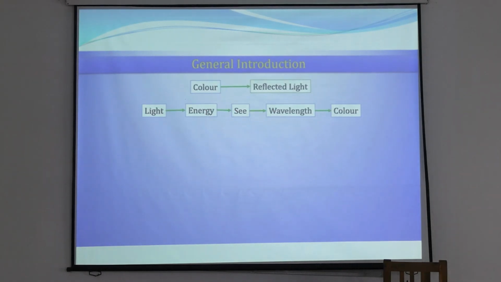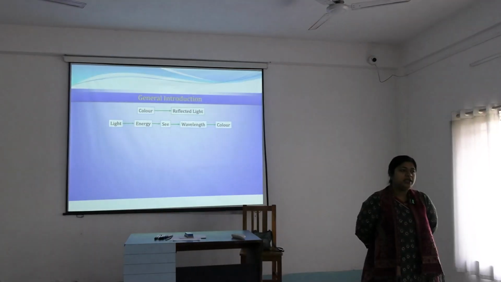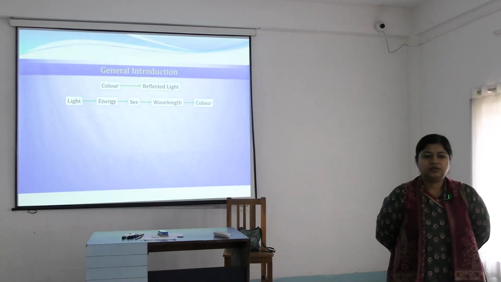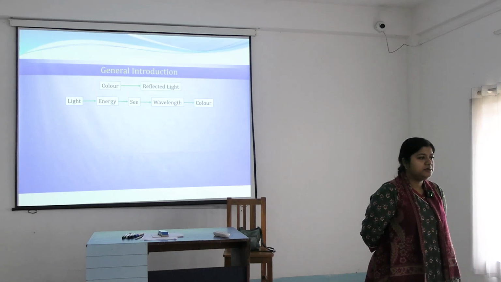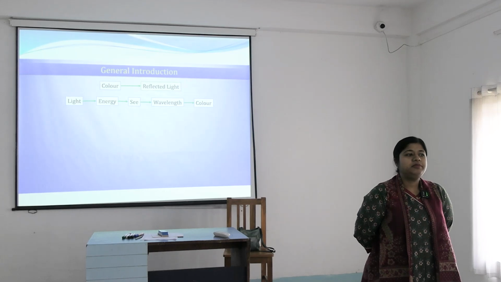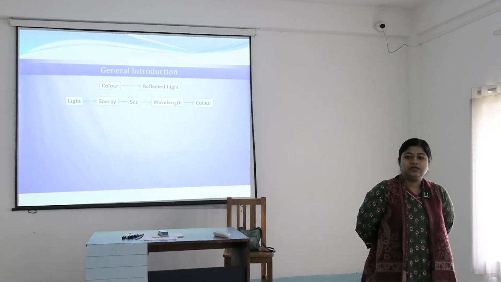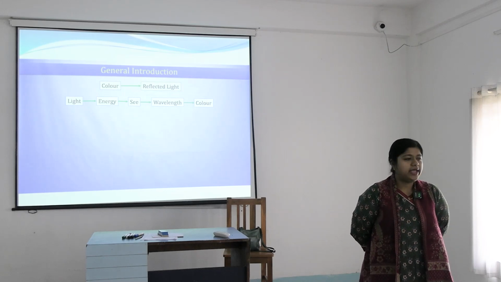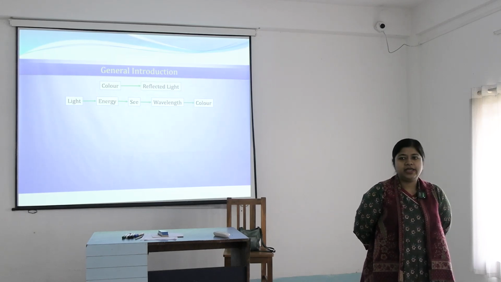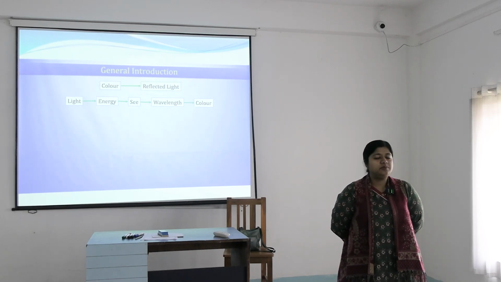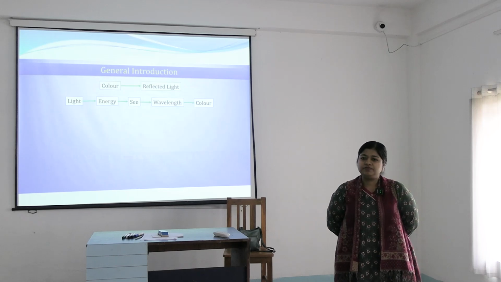Now coming to the general introduction. From the word photometry, we can say photometry is nothing but measurement of light. Photo and metry, measurement of light, and colorimetry is measurement of colors. Colorimeter, colori, not calorie. Colori means color, and metry means measurement.